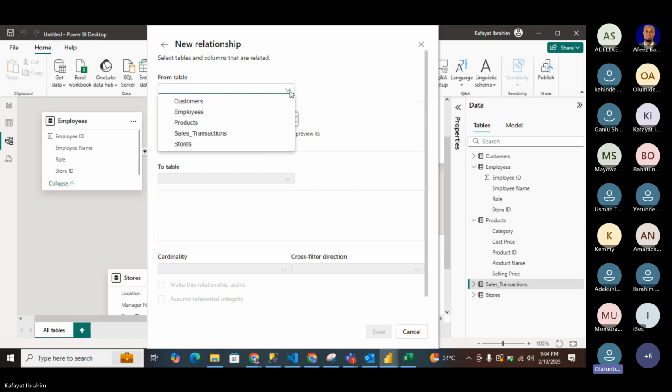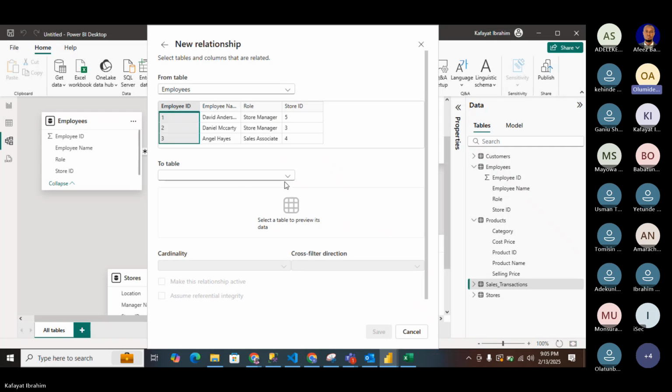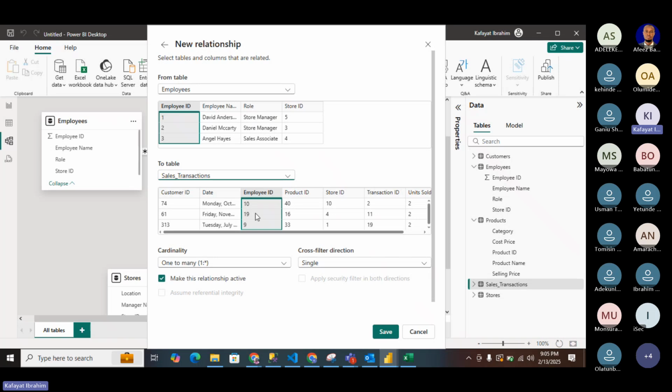Store ID should be in the employees table. Employees table. I can't hear you, please. Sorry. Store ID is there. Then store ID is there too. Then I'm trying to make it single. It should be single now. One to many. One to many. Sure.